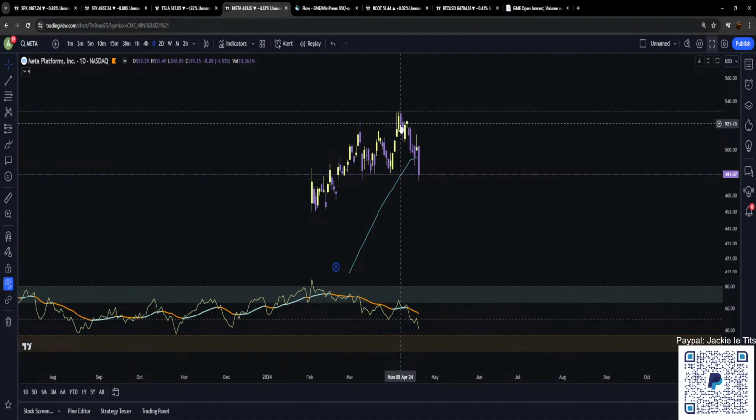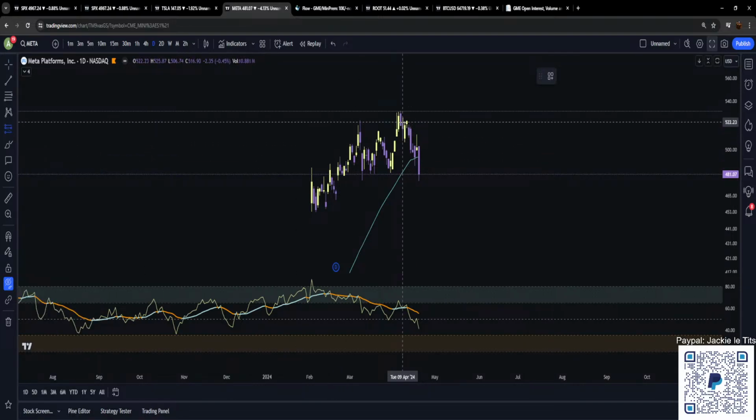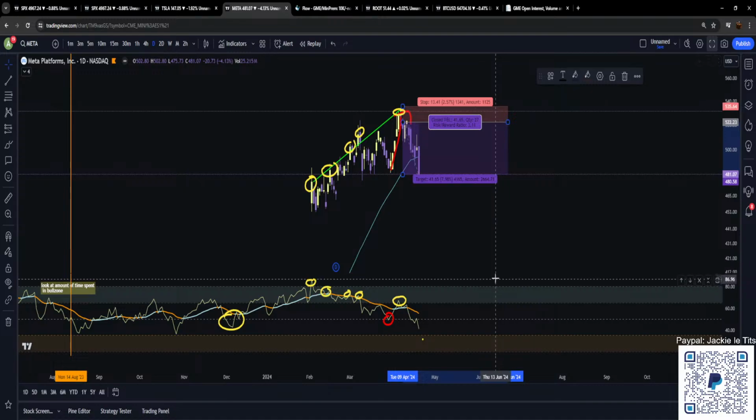This is a dark cloud cover candlestick pattern. This is a bearish reversal candlestick pattern. And so the idea is that in that instance, you short the next candle, setting a stop loss at the prior high, and bada bing, bada boom. So that's an idea of how you could do this.